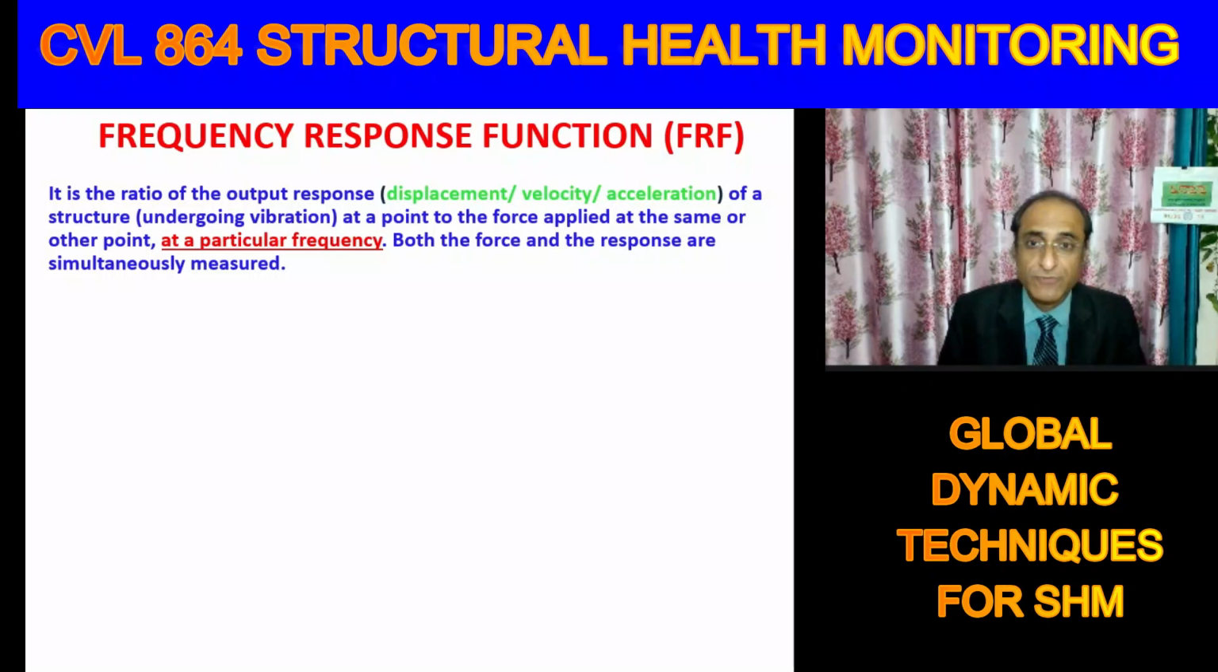So the frequency response function is defined at a particular point. It is the ratio of the response to the force applied, because with the shaker we apply some force, so that force has to be measured, and the response also needs to be measured. The ratio of the response to the force is the frequency response function. It is at a particular frequency, so if we are dealing with a range of frequencies, we must have multiple points, and then we obtain a plot. That is the frequency response plot.